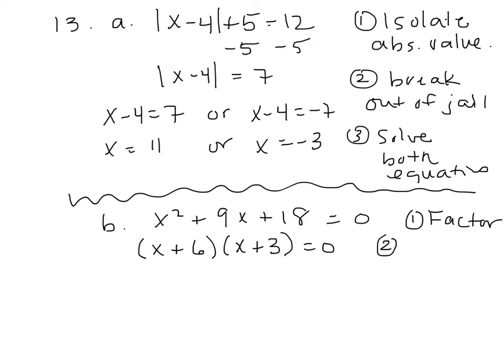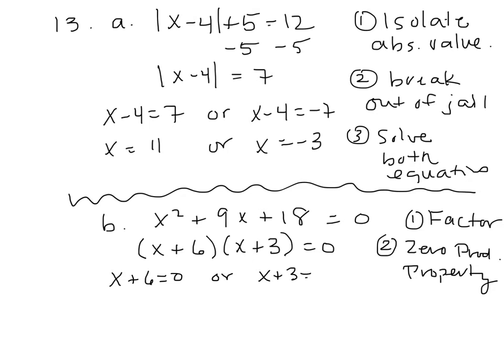And now remember the zero product property. It says that if A times B equals 0, then one of these two things must be 0. So either x plus 6 equals 0 or x plus 3 equals 0, which makes x either negative 6 or negative 3.